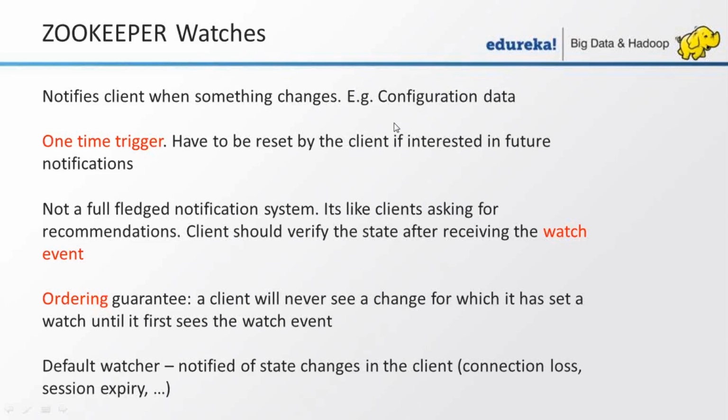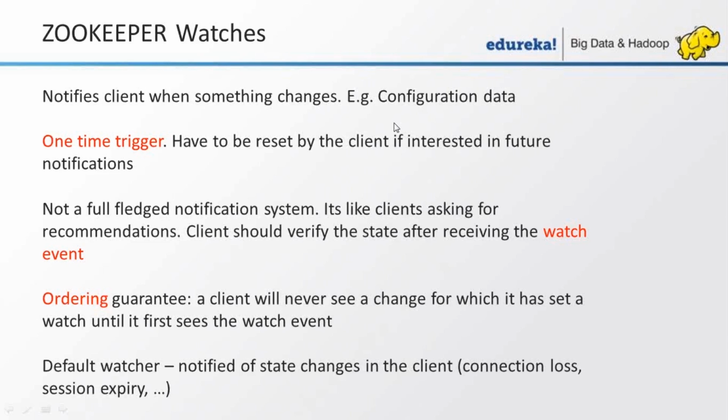But the problem with a watch is it's a one-time trigger. Once the trigger has been triggered, then that watch is gone. You will have to again reset the watch, again add the watch to that ZNode. It's not a full-fledged notification system. Client should verify the state after receiving the watch event. It's the responsibility of the client to verify the state once it gets a watch event.